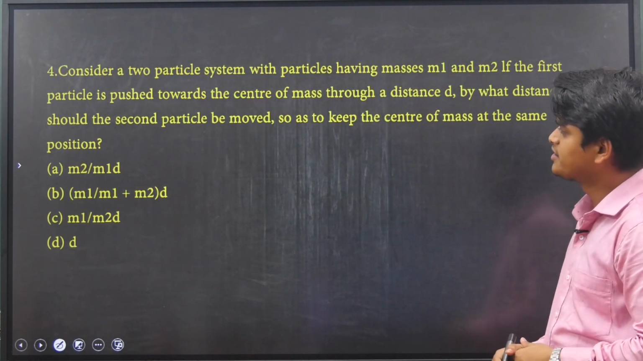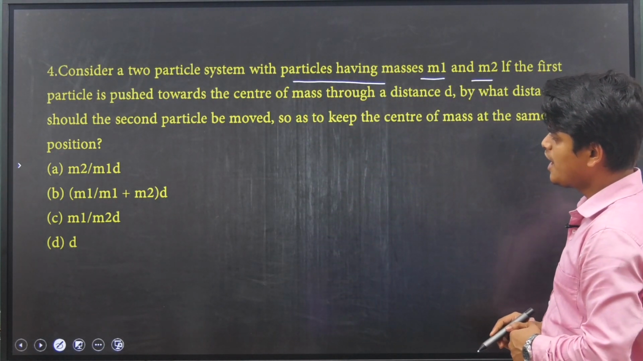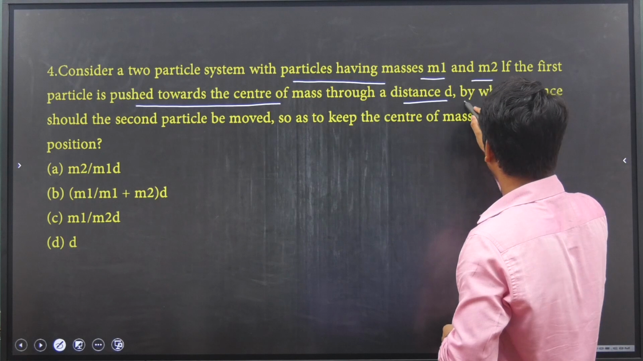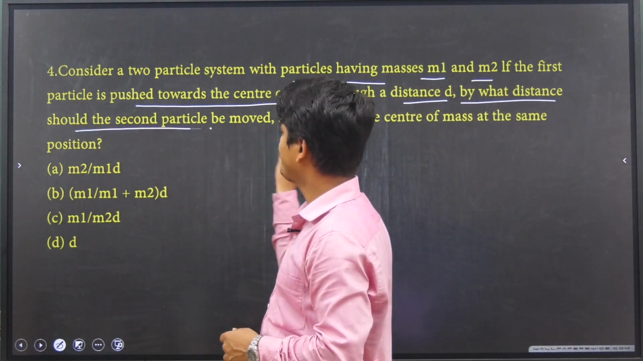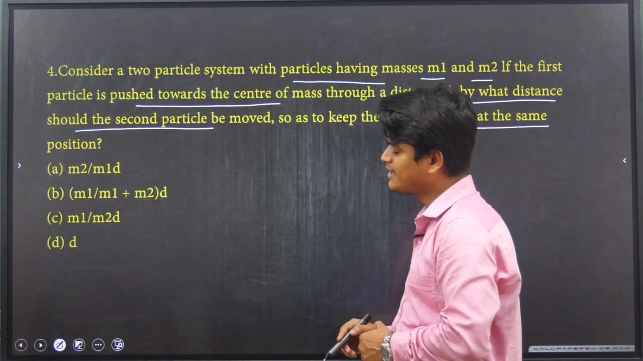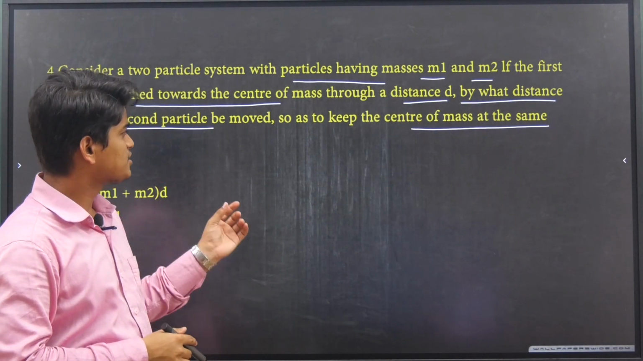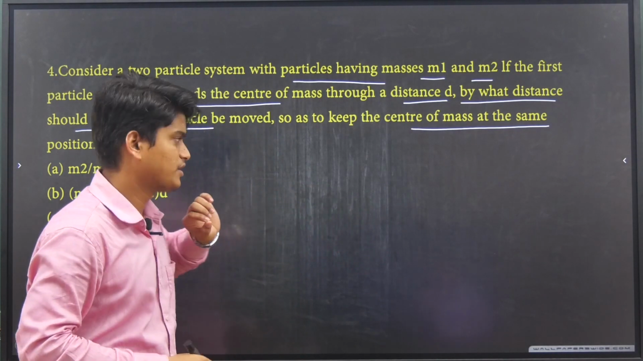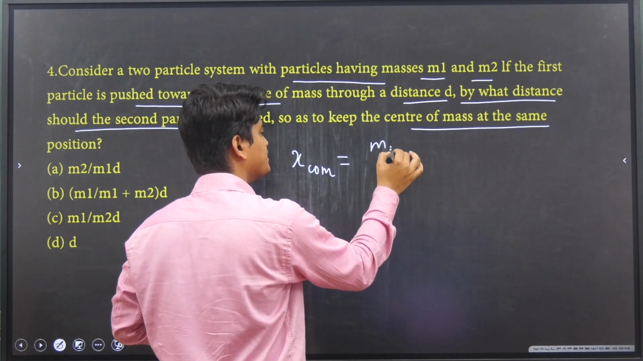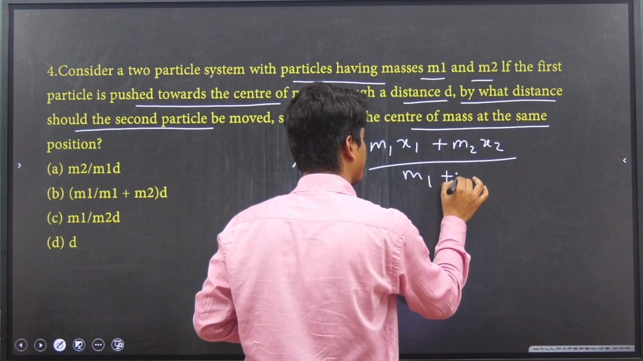Here they are telling, consider a two particle system with particles having masses m1, m2. If the first particle is pushed towards the center of mass through a distance d, by what distance should the second particle be moved so as to keep the center of mass at the same position? That means what they are telling is the center of mass will not change. What will change? m1's position is changing and m2's position is changing. Already you know, if two objects are there, then what is the formula? It is m1 x1 plus m2 x2 divided by m1 plus m2.